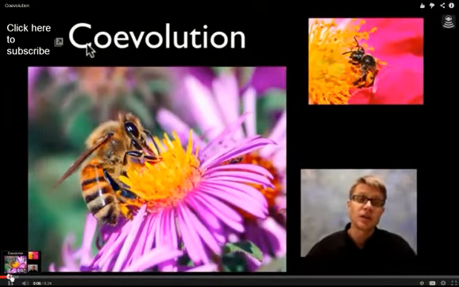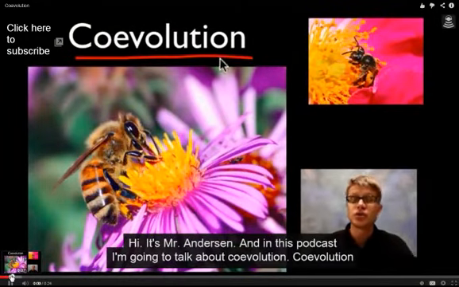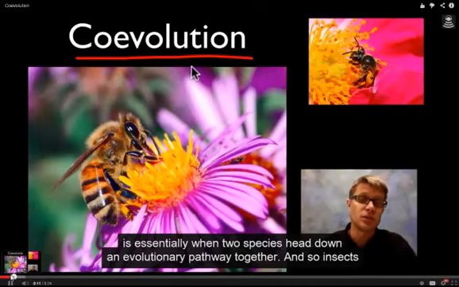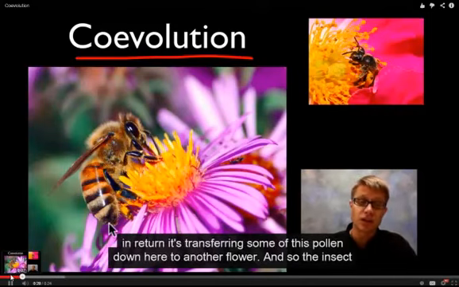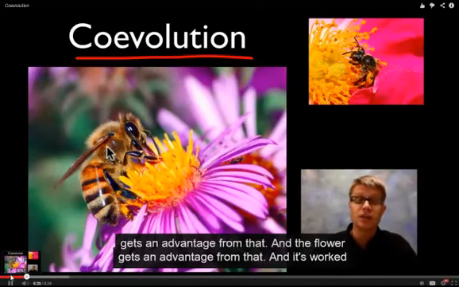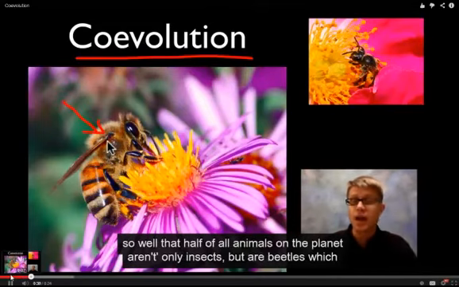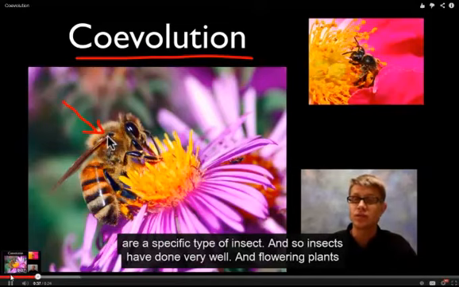Hi, it's Mr. Anderson, and in this podcast I'm going to talk about coevolution. Coevolution is essentially when two species head down an evolutionary pathway together. Insects and flowers are a great example of that. This bee is taking nectar from the flower, and in return it's transferring some of this pollen down here to another flower. So the insect gets an advantage from that, and the flower gets an advantage from that. And it's worked so well that half of all animals on the planet aren't only insects, but are beetles, which are a specific type of insect. Insects have done very well, and flowering plants have done very well as well.